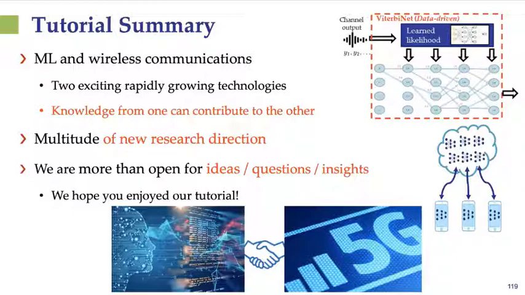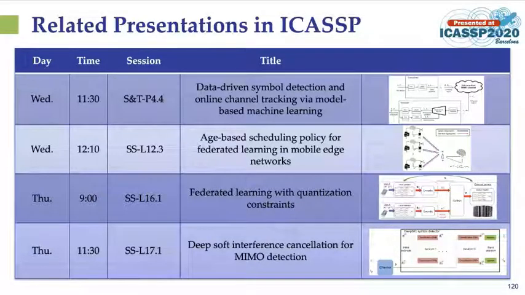Before I finish, I just want to mention that there are some other ICASSP papers in this general area. I'm going to leave this up for just a minute so you can see what they are. I mentioned the second one here; that's the one that uses age of information. Some of the others here have been mentioned throughout the tutorial, and these are going to be presented later this week at ICASSP. So I hope you'll be able to enjoy some of those.